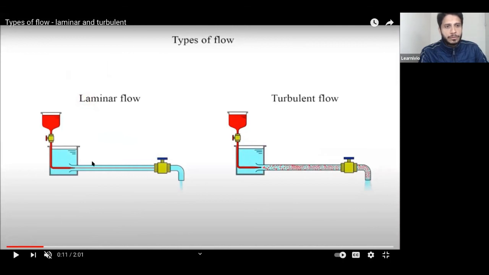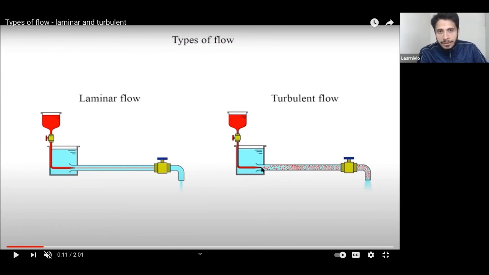This is the fluid. The liquid is filled in this tank and there is a valve through which you can fix the velocity of the liquid. Now, if the velocity of the liquid is very small, the molecules of liquid are moving in a straight line. To make it visible, he's adding this red color here, otherwise the liquid is blue. The molecules are moving in a straight line. This flow is known as laminar flow or streamline flow, the same thing.